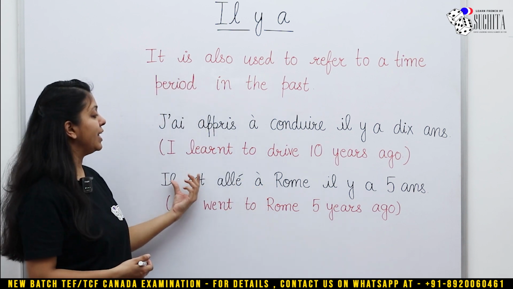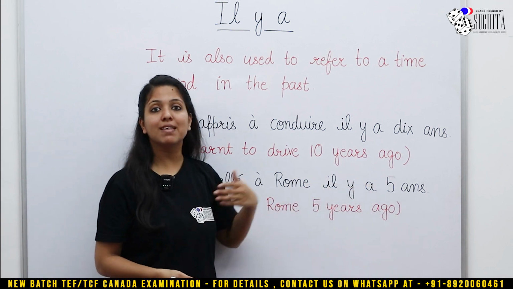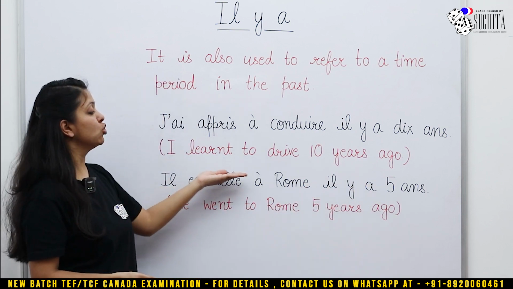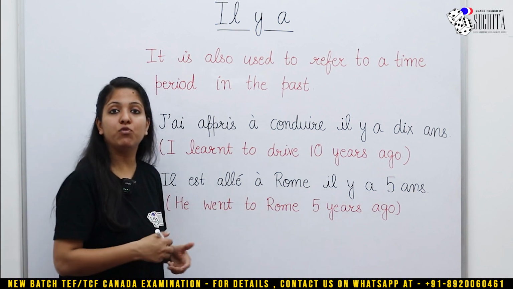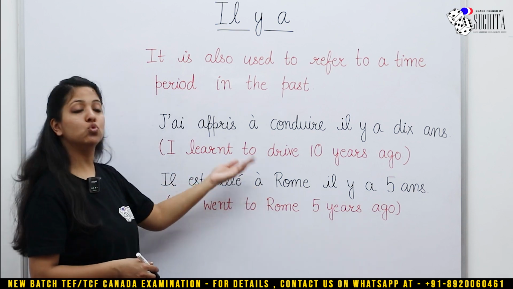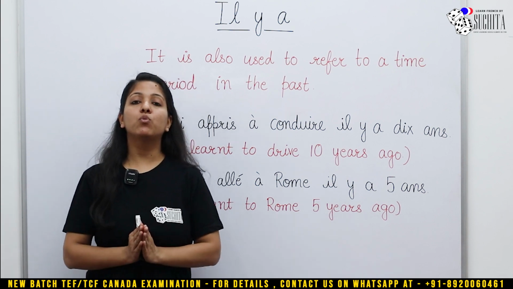Second example, il est allé à Rome il y a 5 ans. So that means he went to Rome 5 years ago, or it has been 5 years since he went to Rome.